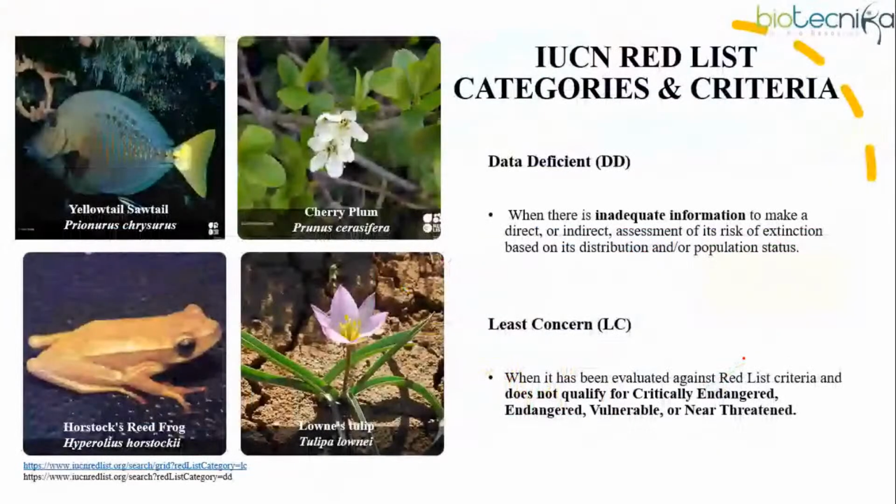So let's know about them in detail. What is data deficient? What is this category? IUCN Red List category data deficient.